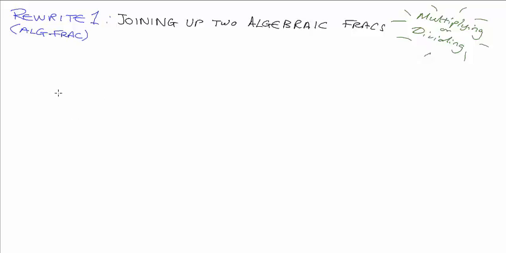How's it going, guys? So now let's get into the first rewrite. This one is going to talk about when you get given two algebraic fractions which are multiplying by themselves, and how to multiply them as one, into one fraction. So let me tell you what I'm talking about.